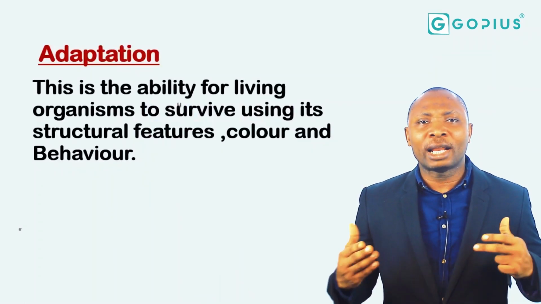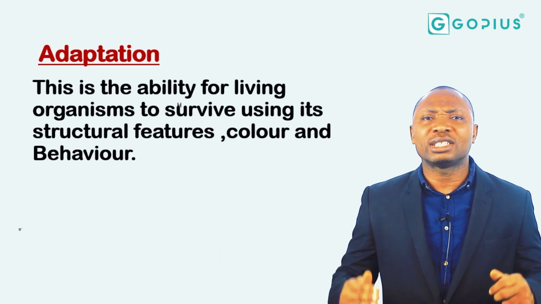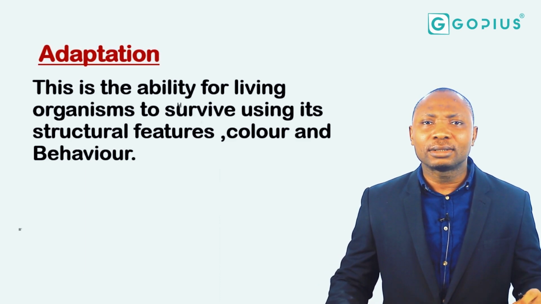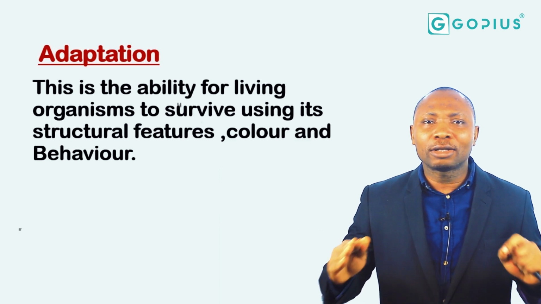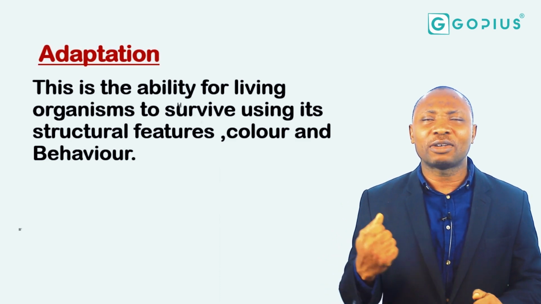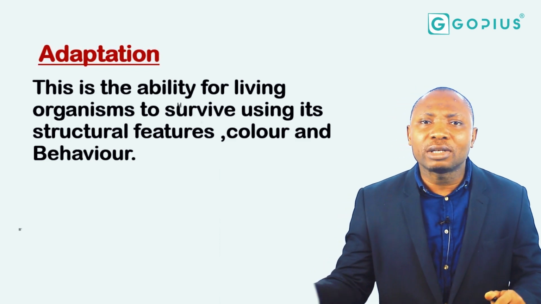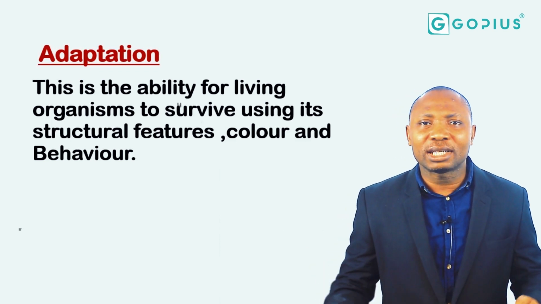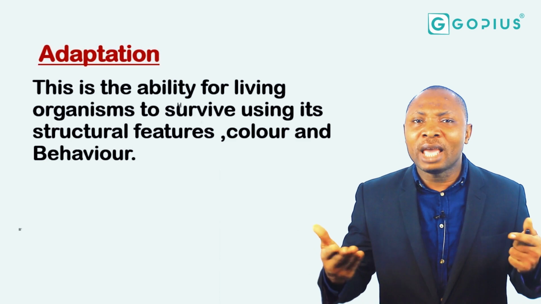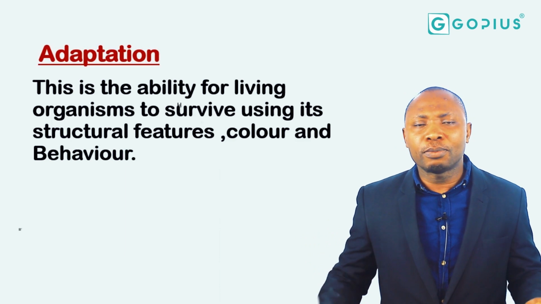So, what is the meaning of adaptation? Adaptation is basically talking about how living organisms survive by making use of their structural parts, behavioral aspects, and coloration in order to survive in an environment. When I say survive, I'm talking about escaping, evading predators, trying to get away from trouble, danger. That is basically what I mean by adaptation. And also how to make use of these parts to take in food materials and to conserve food materials.